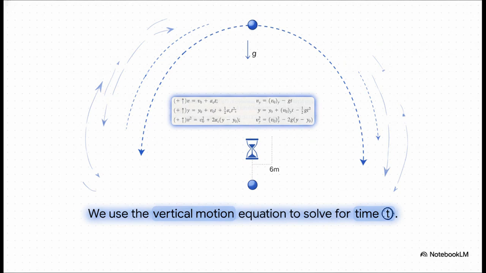So for step one, we're focusing only on the up and down motion. We can completely forget about the horizontal part for a minute. We pull out our classic physics equations and we realize, hey, we know the distance it has to fall, that's 6 meters, and we know the acceleration, that's gravity. The only piece of the puzzle we're missing is time, so we can solve for it.